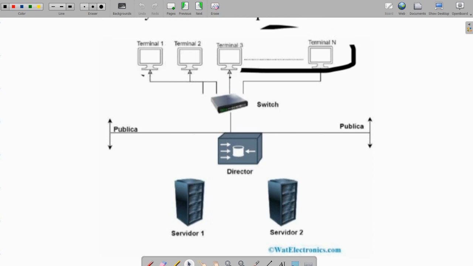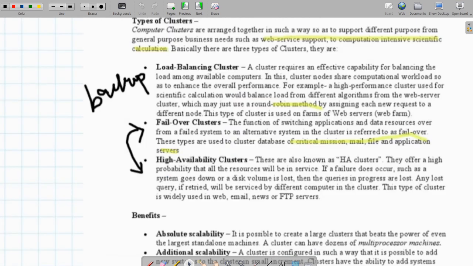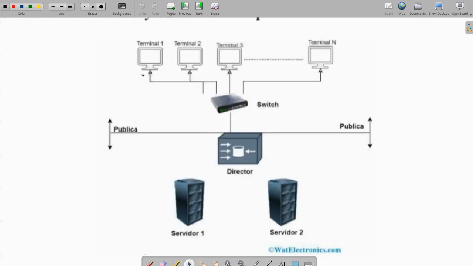In a failover cluster, you see, our main idea was the translation of the content from the failed terminal, say for example terminal 1, to another terminal, right? So you need to translate the contents from the failed terminal to other terminals in failover clusters. But in a high availability cluster, the perspective is from the user's standpoint.